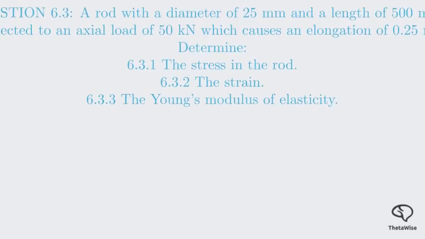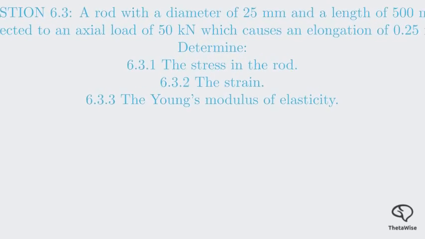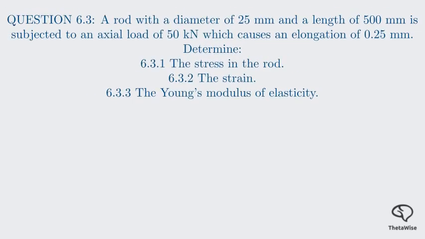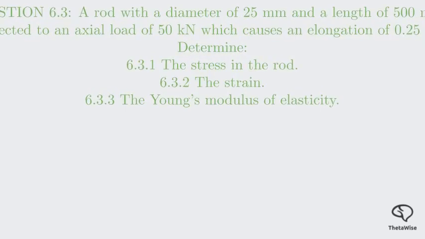We now arrive at question 6.3, a multi-part problem that brings together stress, strain, and Young's modulus. The question is, a rod with a diameter of 25 millimeters and a length of 500 mm is subjected to an axial load of 50 kN, which causes an elongation of 0.25 millimeters. We need to determine the stress in the rod, the strain, and the Young's modulus of elasticity.